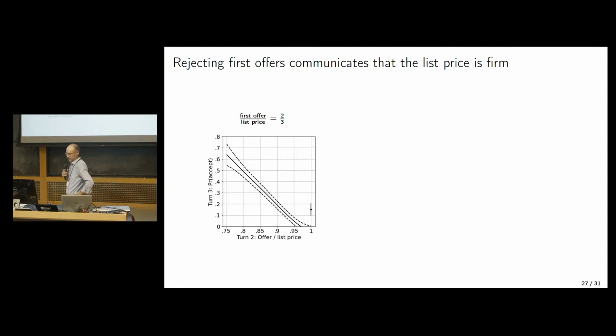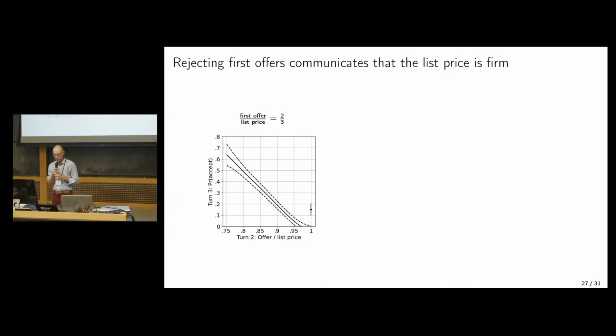Okay, so on this chart, we're showing you responses that range from 3/4 of the list price all the way to a rejection that says, no, the list price is firm. Look at the line. As we move left on the horizontal axis, the probability that the buyer says okay increases, which makes a lot of sense. As I, as a seller, make a larger concession to the buyer in response to their first offer, the buyer is more likely to accept.